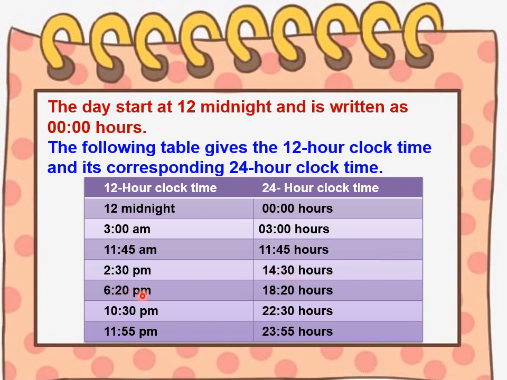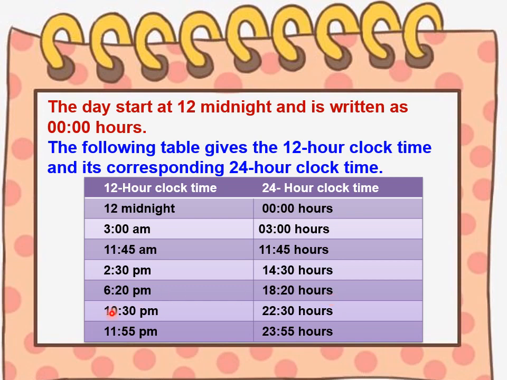Then 6:20 p.m. In the same way we have to count. For 3 we will write 15. For 4 we will write 16. Then for 5 we will write 17 and for 6 we will write 18. So 18 hours 20 minutes. Okay, so 18:20 hours in 24-hour clock.